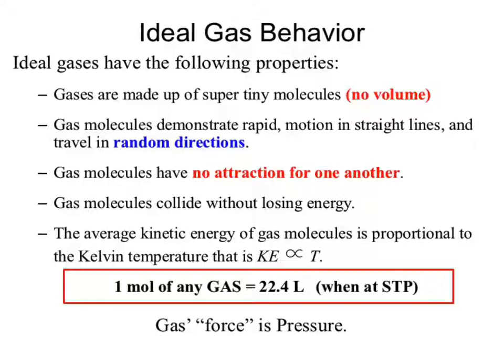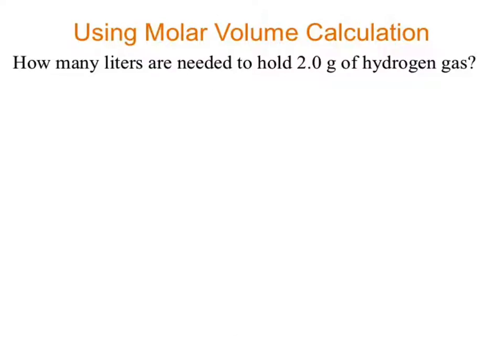And what we ended with on, today's Thursday? What we ended with on Tuesday was that this is an equality. And what do we do with equalities? We can turn them into conversion factors. So, solve it. I want to know how many liters are needed to hold 2.0 grams of hydrogen gas.